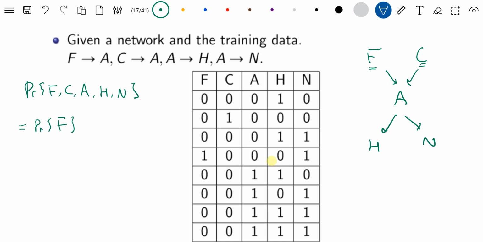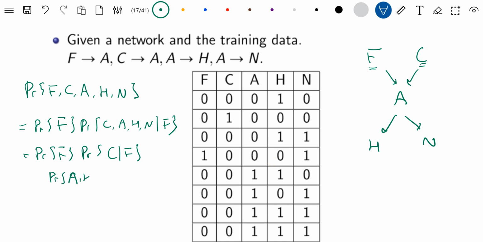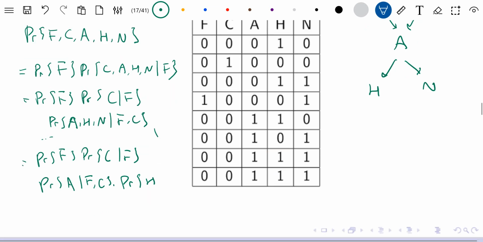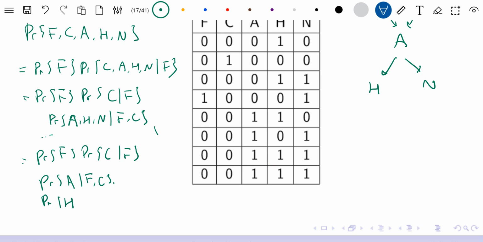and first factor out F. So this is just P(F), and everything else given F. And then the next thing to do is to factor out the next one, basically C given F, and then the remaining given F and C: A, H, N given F and C. And you can repeat this many times, so you'll get probability of F, probability of C given F, probability of A given F, C, probability of H given A, F, C, and probability of N given A, F, C, H.